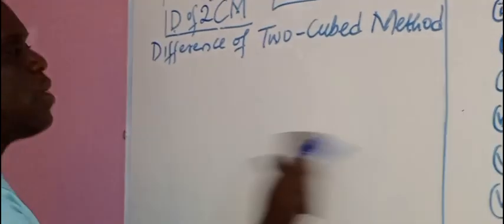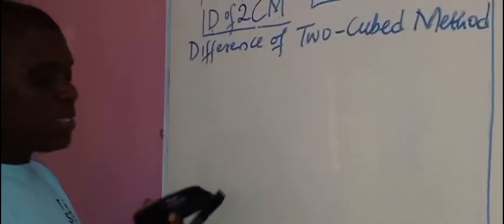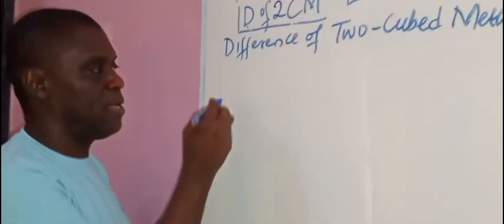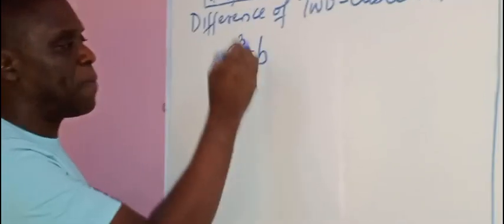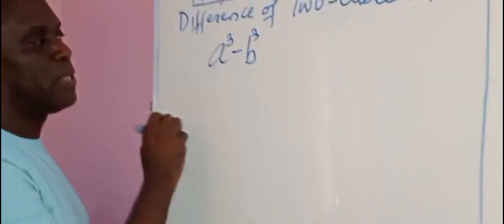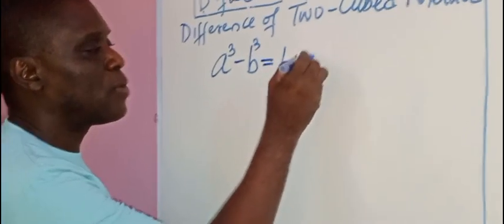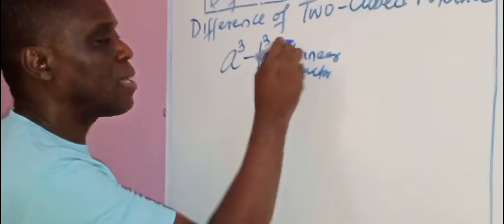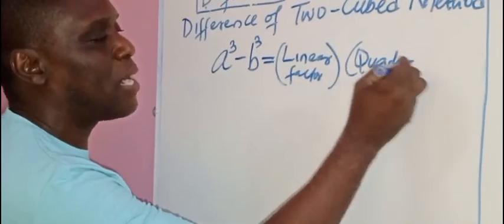So now, what does the law have to do with this? It says that if you have two things, A raised to the power 3 minus B raised to the power 3, two things being cubed, this gives us a linear factor and a quadratic factor that can no longer be factorized.